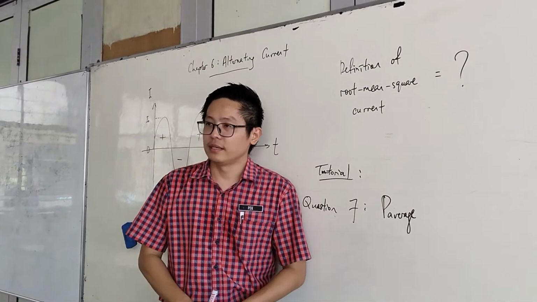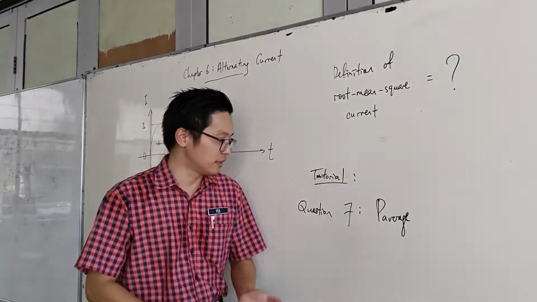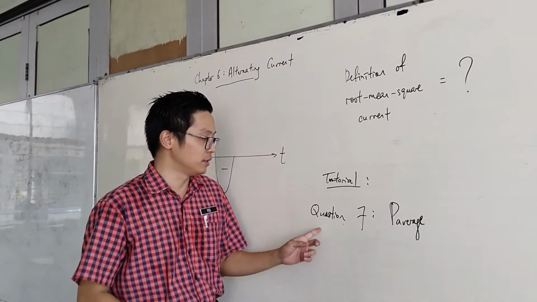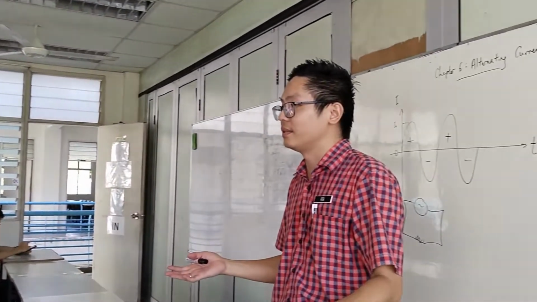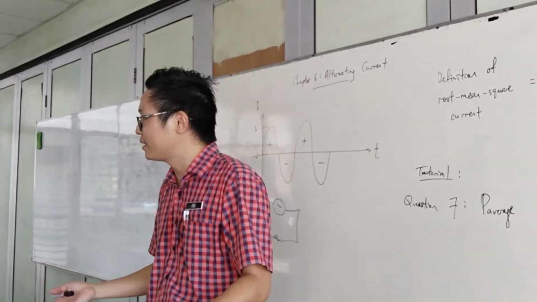When teaching the topic of alternating current, we find it very difficult to explain the definition of root mean square current or IRMS. Okay, class, do you still remember about the definition of root mean square current? What is the definition of root mean square current?